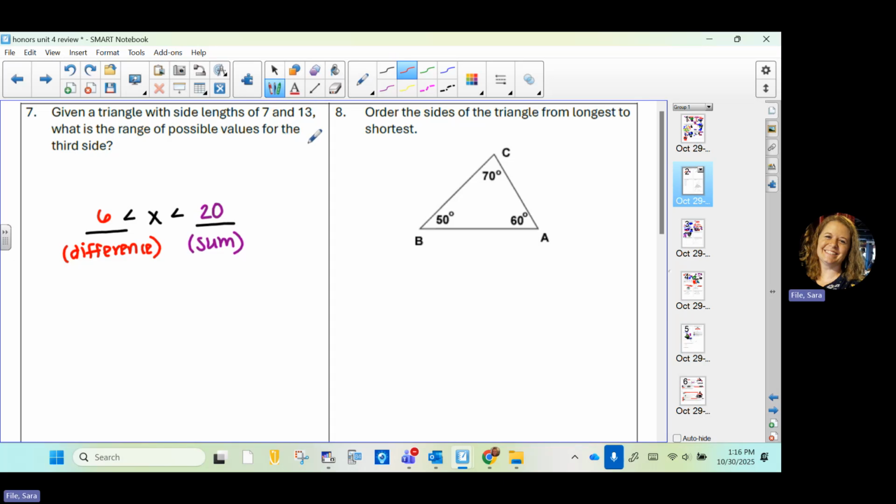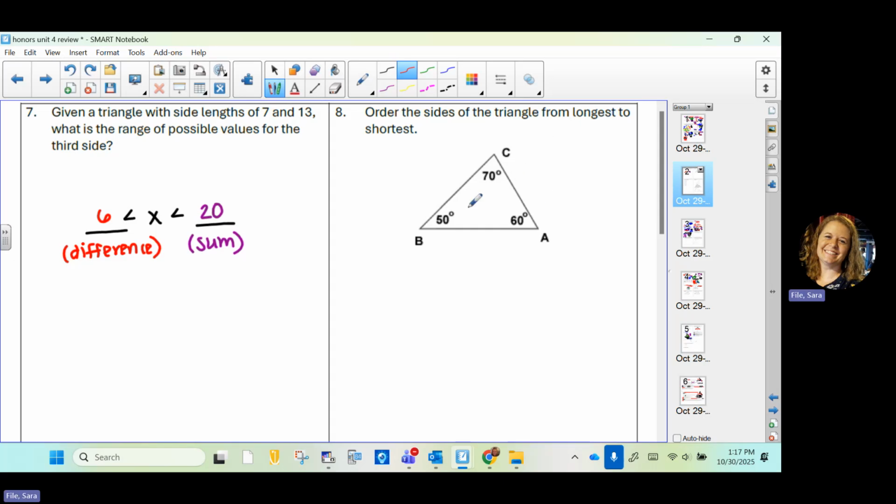All right, now in number 8, so that's triangle inequality theorem. Number 8 is asking us to order sides, shortest to longest or longest to shortest in this case. That's hinge theorem. We talked about like the hinge when a door is opening. The wider you open the door, okay, the bigger the angle gets, the further the door edge is away from the wall. So the longer the side across from the angle. And vice versa, as you close the door, the angle gets smaller. So the side length or the distance between the door and the wall gets smaller.